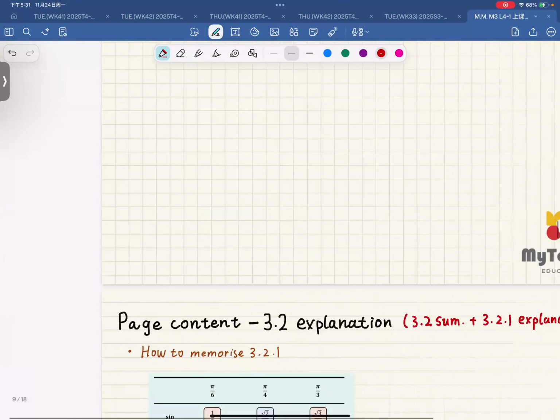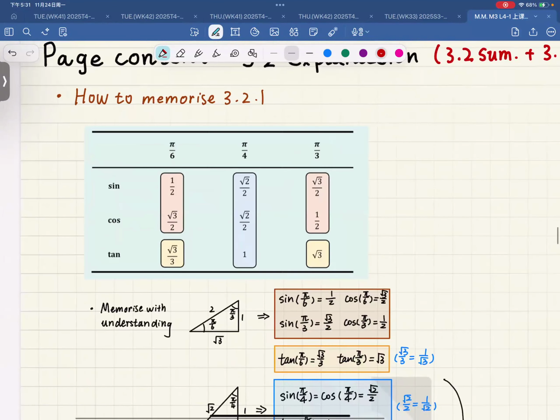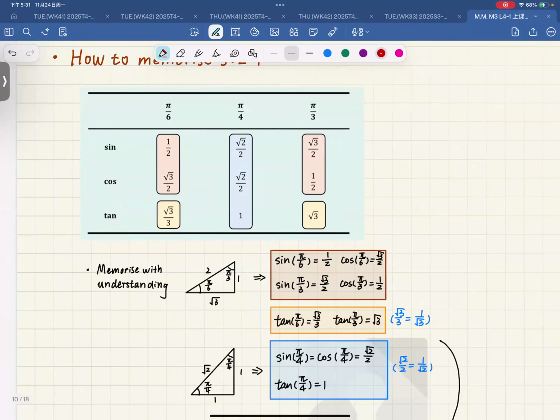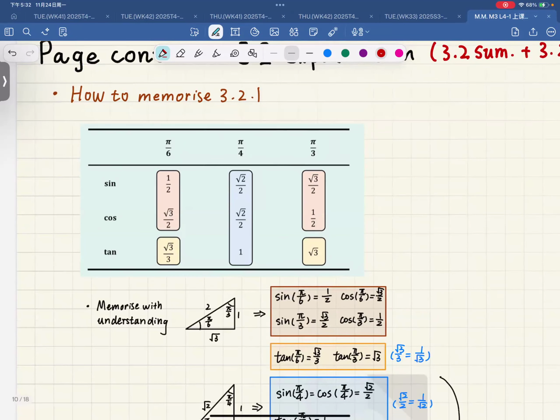If we move on to the next page, I would expect you guys to memorize all these numbers. Because if you memorize these numbers, when you do the exam, you can finish the question much quicker. It's a table of values, just a table to show the different values.